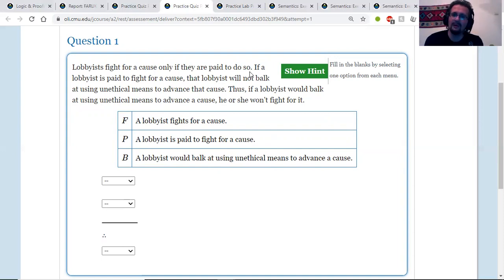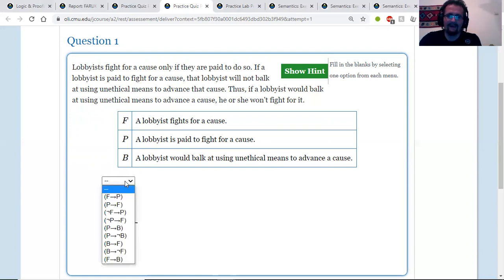But this word only that's in front of the word if actually tells us that the sentence structure is going to stay exactly the same, right? So if means that you take the two parts of the sentence and you reverse them. The phrase only if means that you keep the parts of the sentence exactly as they are. Okay, so it's explained earlier in the chapter why that is. You can go back and look that up, but it's an important thing for this. So lobbyists fighting for the cause. Okay, so it's F. So if F, then P. So F, then P. There we go.